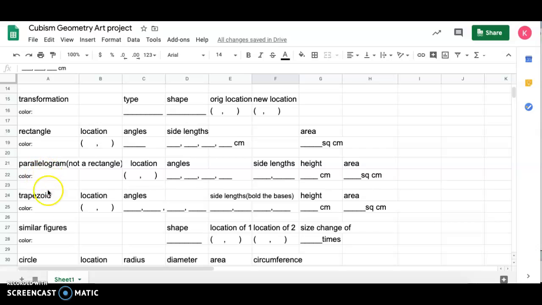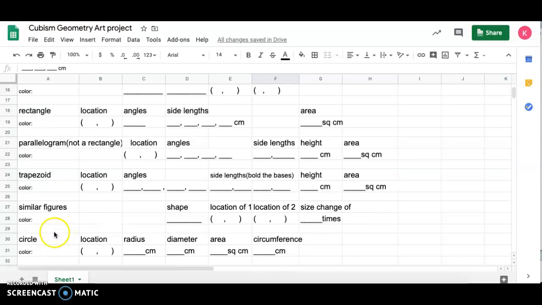Parallelogram, trapezoid, similar figures, and the circle. All right, so you're going to do this for all of it, and I'll answer questions during our next Zoom.